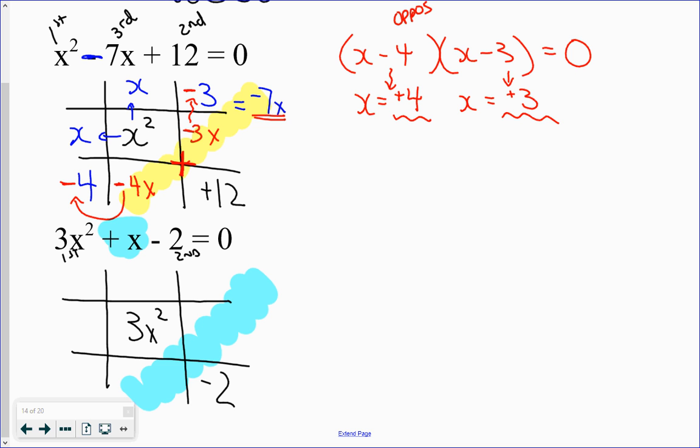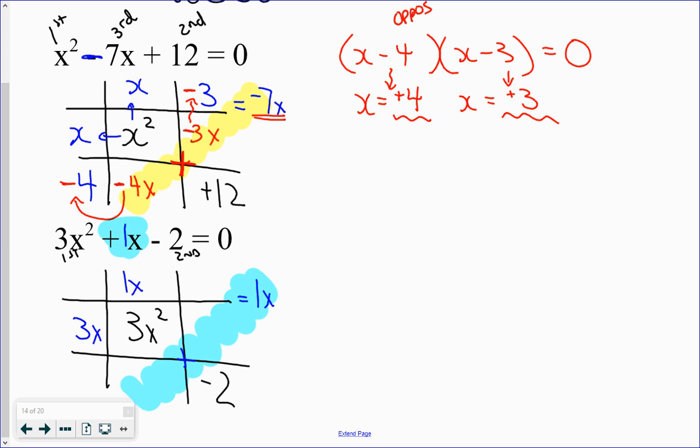Now, a handy feature that I suggest you get in the habit of is putting in that 1, because it will give you something to add to. So what times what is 3? Well, 1 times 3 is 3, and x times x is x squared. What times what is 2?